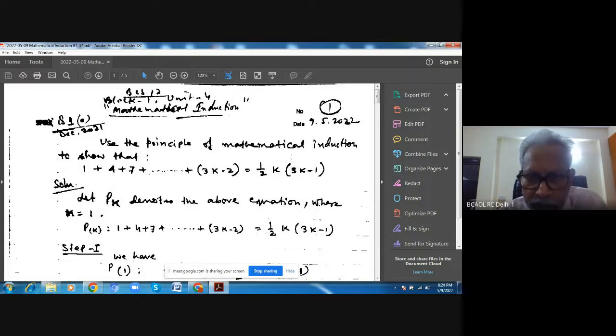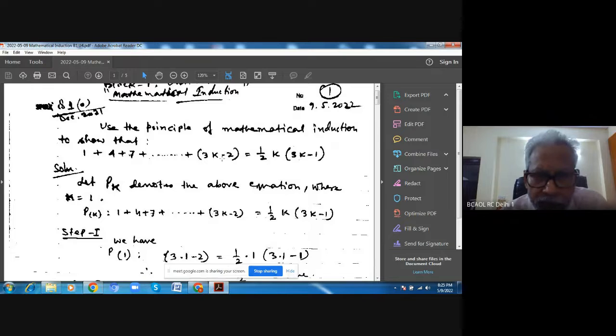Use the principle of mathematical induction to show that 1 plus 4 plus 7 plus and so on, that statement you have to prove. You have to show whether the result is true or not, by the principle of mathematical induction. As I told you, theoretically there are 3 steps: step 1, step 2, and then you have to conclude. Based on this concept of the principle of mathematical induction, we have to derive it.